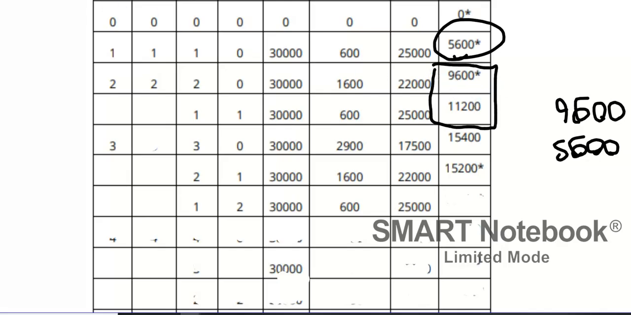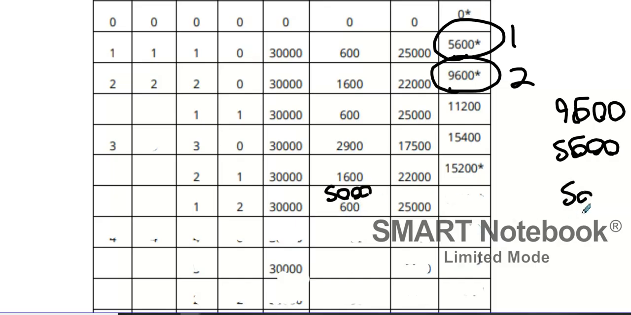Choose the 9,600. Yeah, we're going to use the 9,600 for the 2 and the 5,600 for the 1. And what do we have here then? 30,000 take away 25,000 is 5,000. 5,000 plus 600 is 5,600. Plus the 9,600 and that gets you the same, which is 15,200. Now, I feel like an accountant teacher.